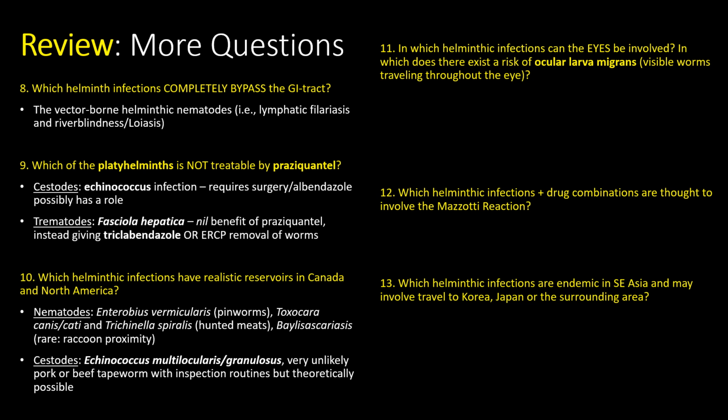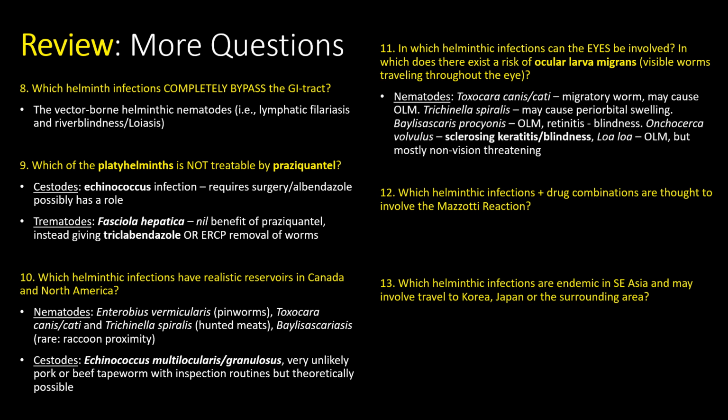11th, in which helminth infections can the eyes be involved? Remember that the migratory worms Toxocara, Trichinella, Baylisascaris, and Angiostrongylus can have forms which migrate to the eye and cause periorbital swelling. Toxocara, Baylisascaris, and Loa loa can all have ocular larva migrans, whereas Onchocerca volvulus causes a more vision-threatening disease with lens subluxation and blindness.